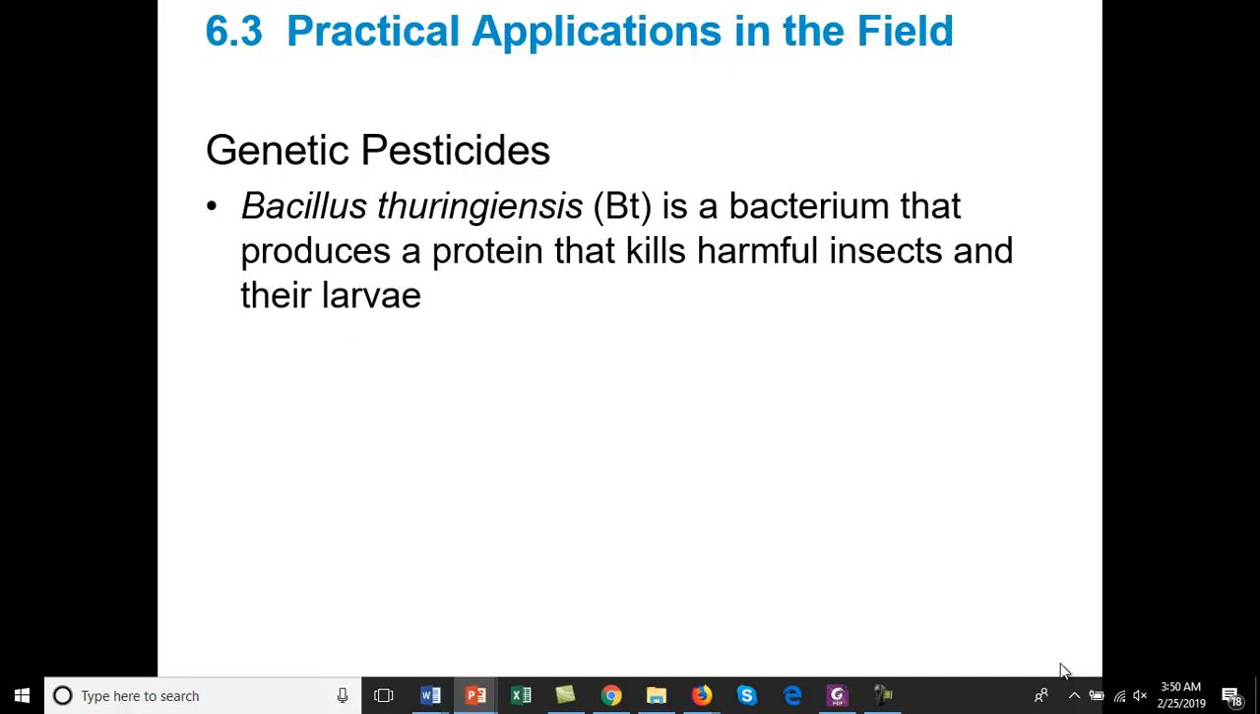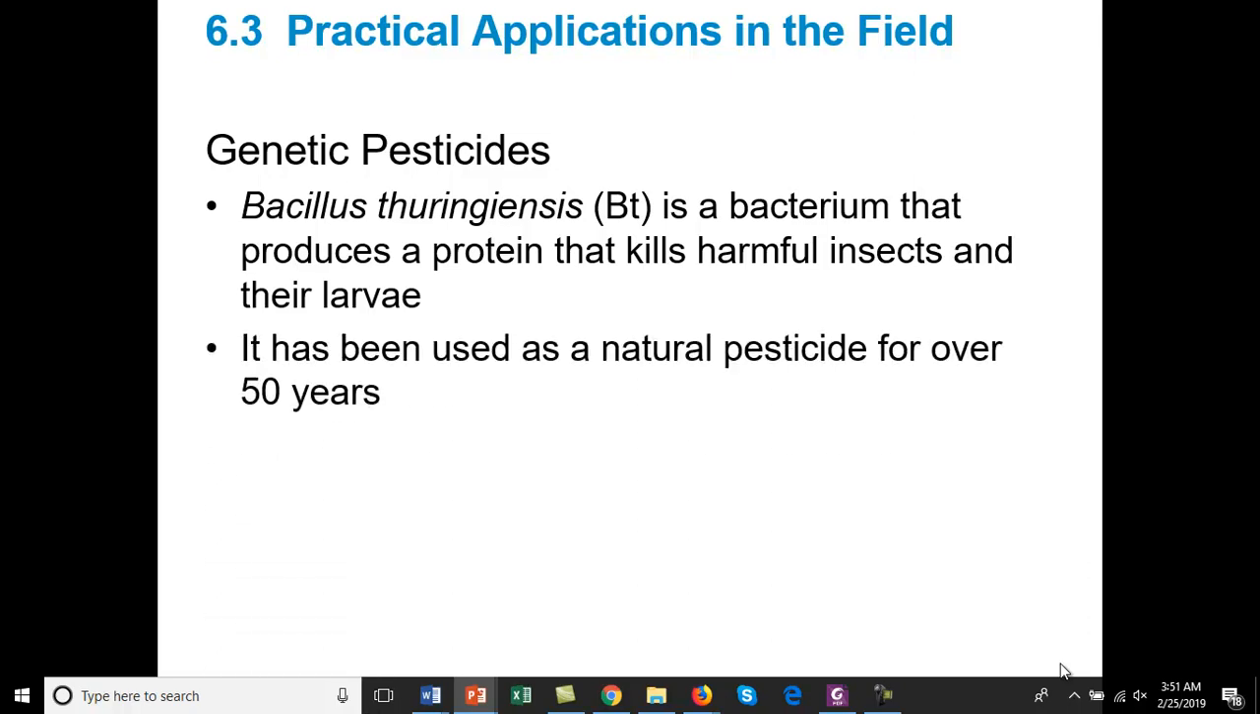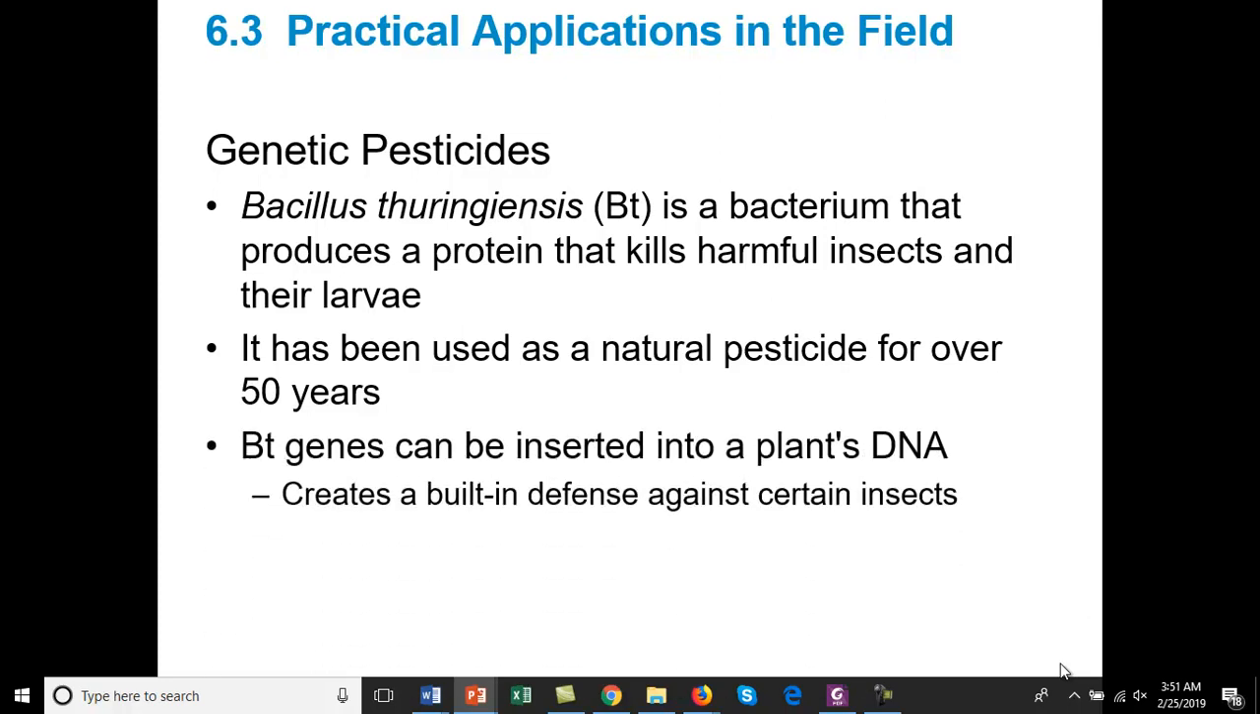Okay. Genetic pesticides. There is a bacterium called Bacillus thuringiensis. That's difficult to pronounce, but you should know it. Bacillus thuringiensis. BT is its short name, and it produces a protein that will kill harmful insects. And what has been done in the past with the BT bacillus is that the bacterium itself is grown up and sprinkled on plants just like a powder, and it's used as an insecticide. They sprinkle the bacteria directly on the plants, and it's been used for over 50 years.